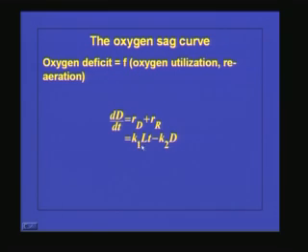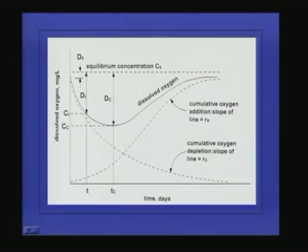So that is why we are writing like this: dD/dt is equal to Rd, the rate of deoxygenation, plus the rate of reaeration, that is equal to K1 into Lt minus K2 into D. So if you plot the curves separately, we will get it like this. You see this curve, this is the cumulative oxygen depletion, with a slope of Rd.